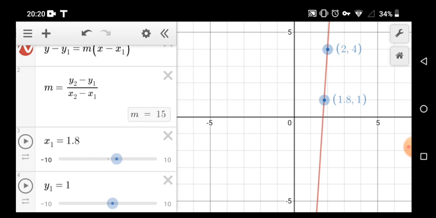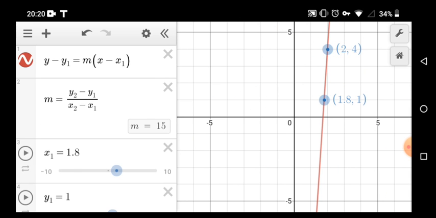Okay, so that's all the gradient of a line is: how steep it is. This is for straight lines only. If it is curved, the gradient has to be worked out from the tangent to a curved line, which I'll talk about in another video.